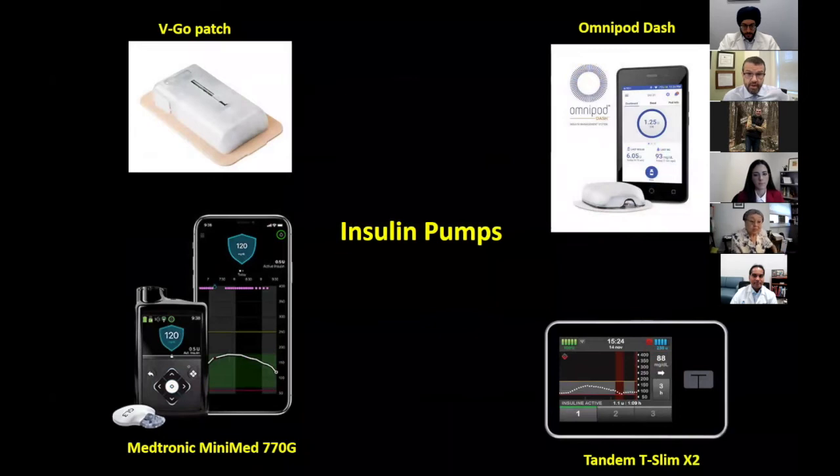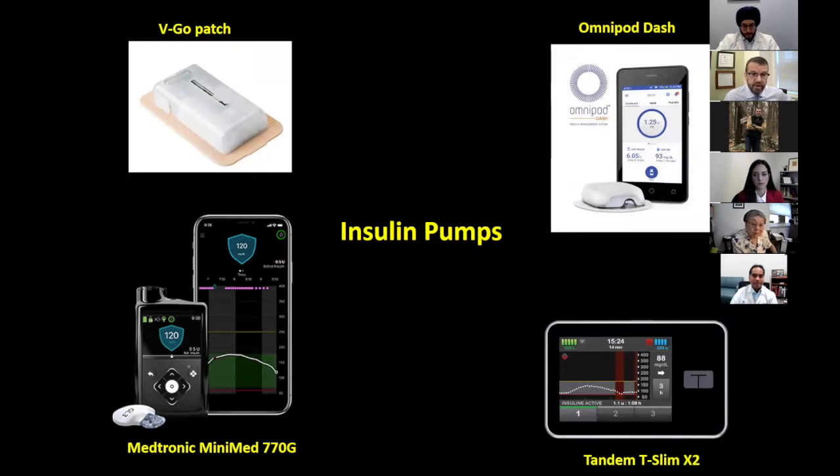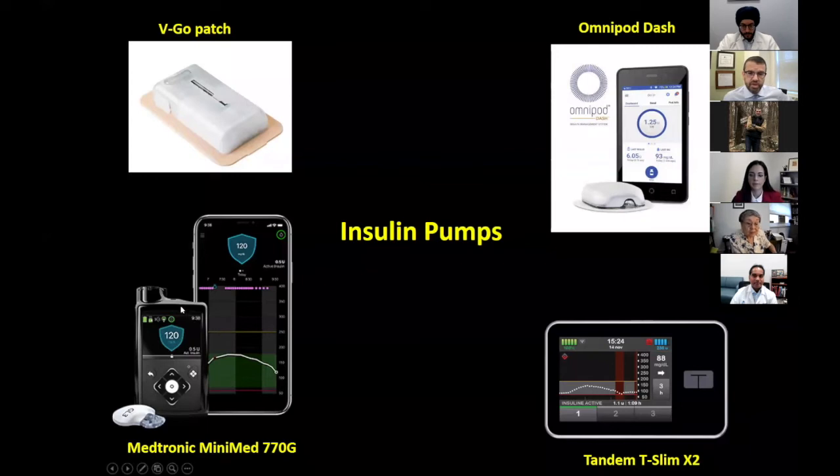We have 4 main groups of insulin pumps that you may see out there right now. In the top right-hand corner, the Omnipod Dash, which is quite popular with patients because it's what we call a tubeless delivery system. The insulin is kept inside the pod. At the bottom left, we've got the Medtronic pump, which is combined with a continuous glucose monitor and will constantly try and steer the glucose to 120 in these individuals.